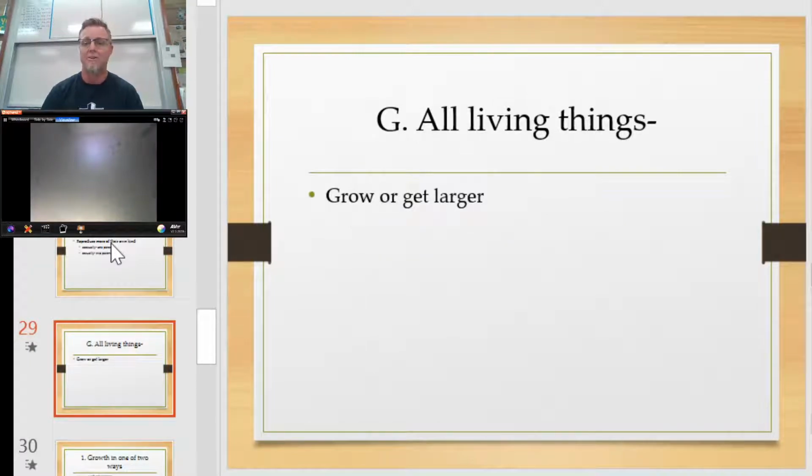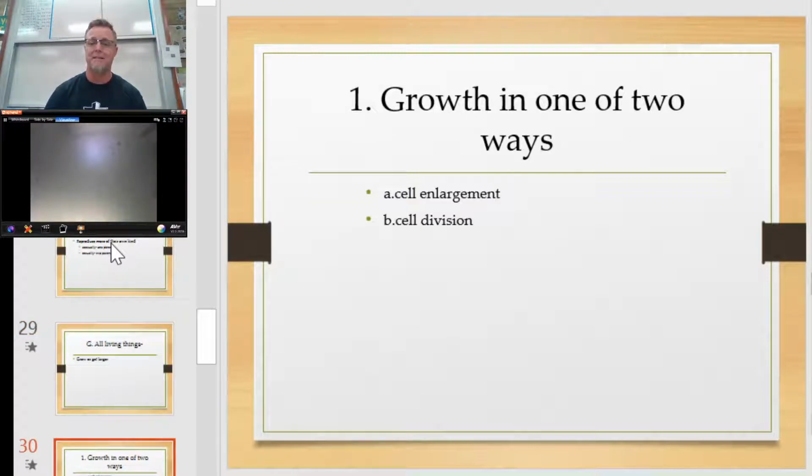Next thing, all living things grow or they get larger. There's one of two ways you can grow. You can either grow by cell enlargement or by cell division. In a human, you kind of do both. Your cells start off, they get a little bit bigger and bigger. Once they reach the limit of the cell size that they can get to before they pop, they'll divide.